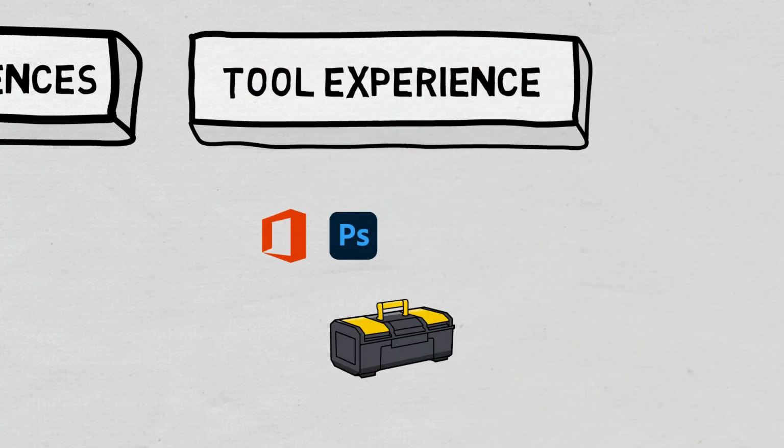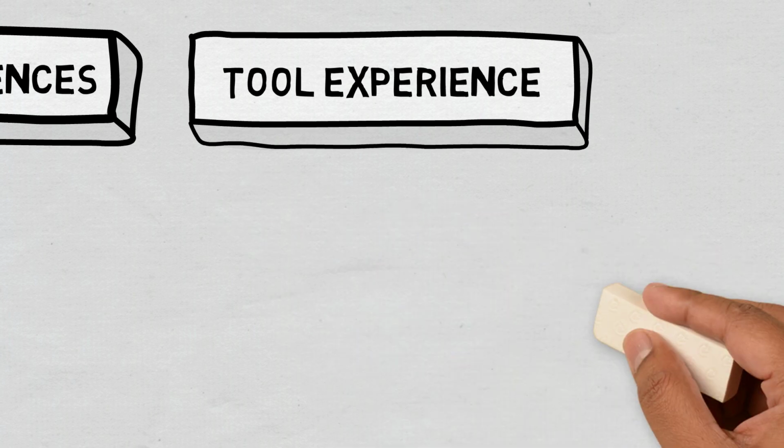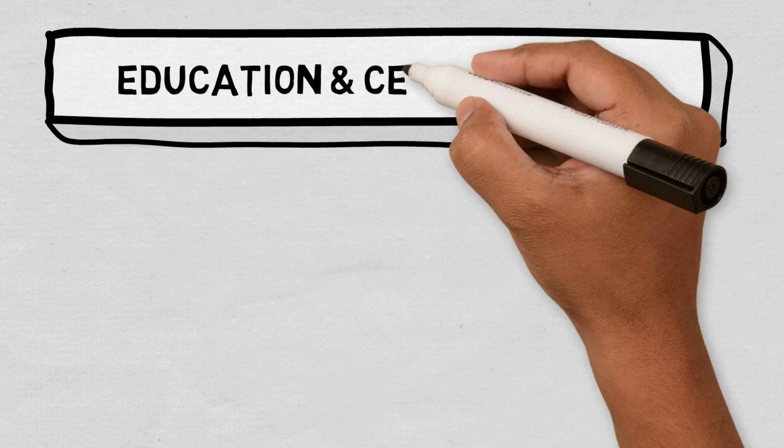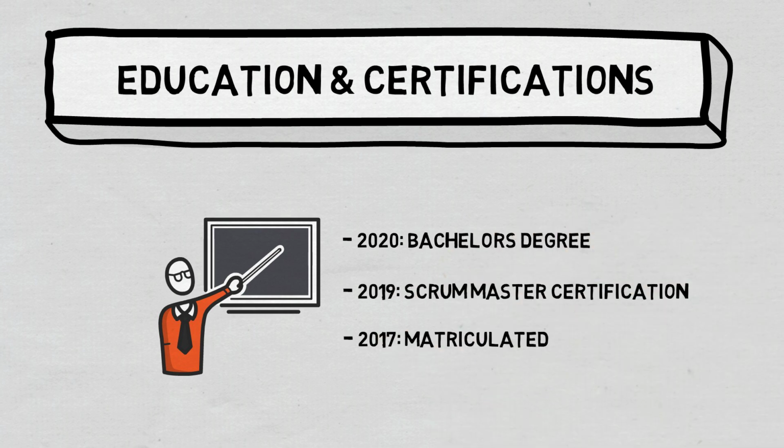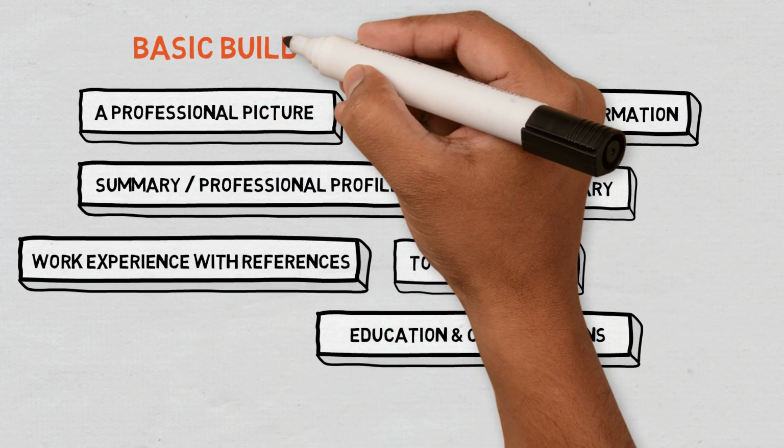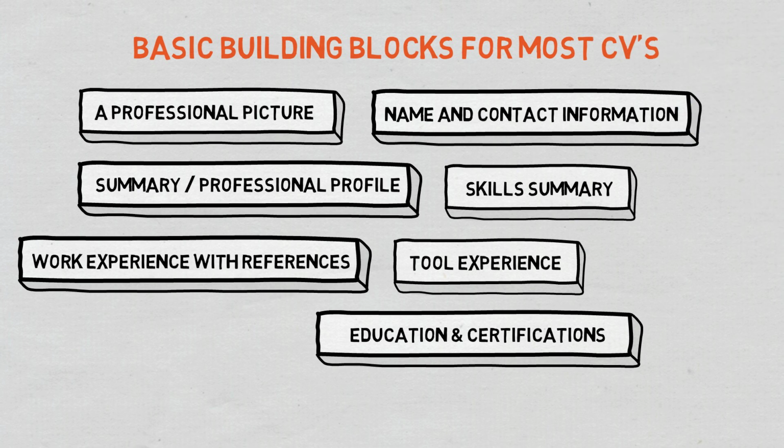Tools experience, such as working with Microsoft Office or more specialized tools used in certain industries. Education and certifications. These should also be in reverse chronological order. So usually these make up the basics of your CV, but there are a few more blocks that you can use to fill up some space or to add emphasis on certain relevant skills you want to mention.